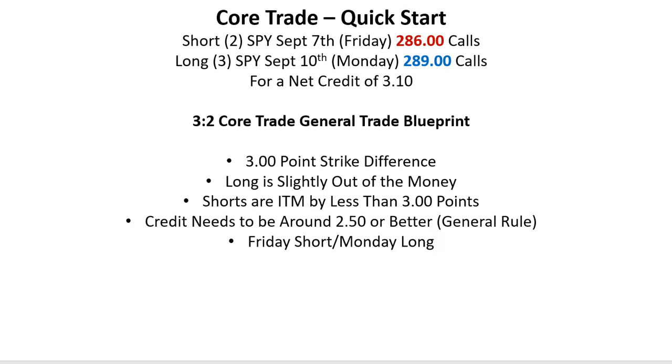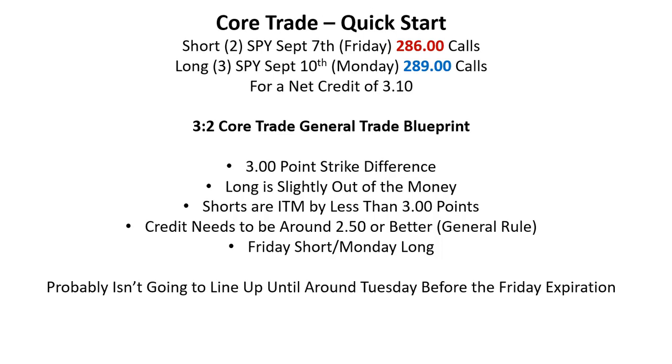Nonetheless, again, the credit needs to be around 250, and we're looking at Friday short, Monday long combinations. Now, this trade is probably not going to line up until around Tuesday before the Friday expiration. Okay, if you try to put this trade on 2 weeks out, not going to work.